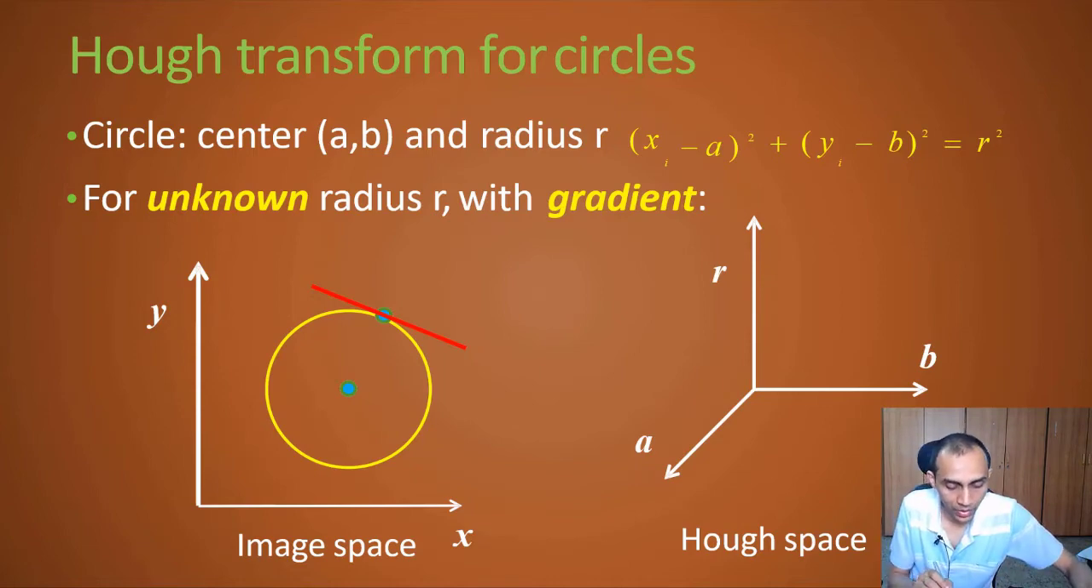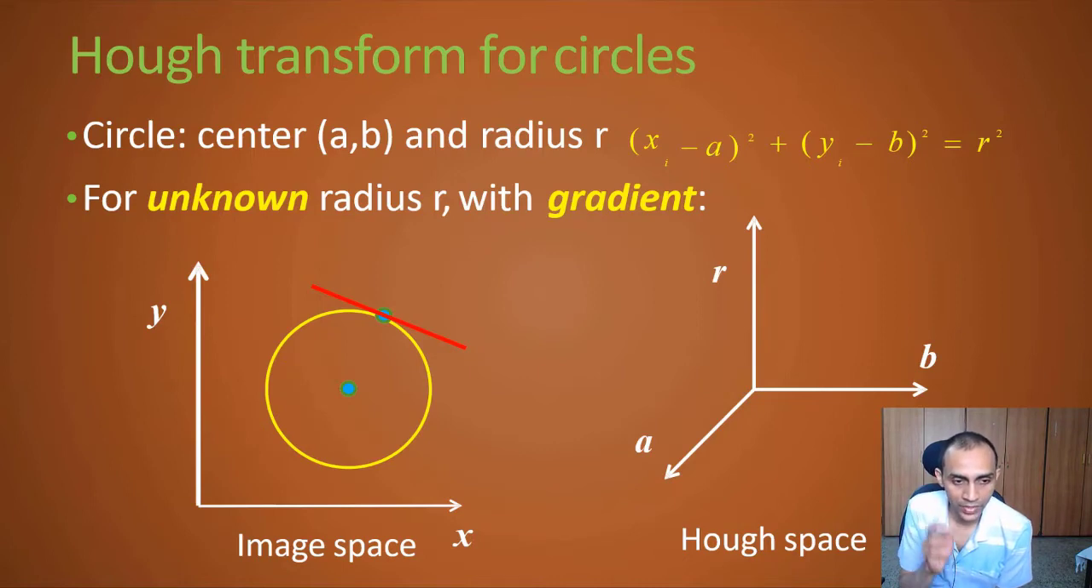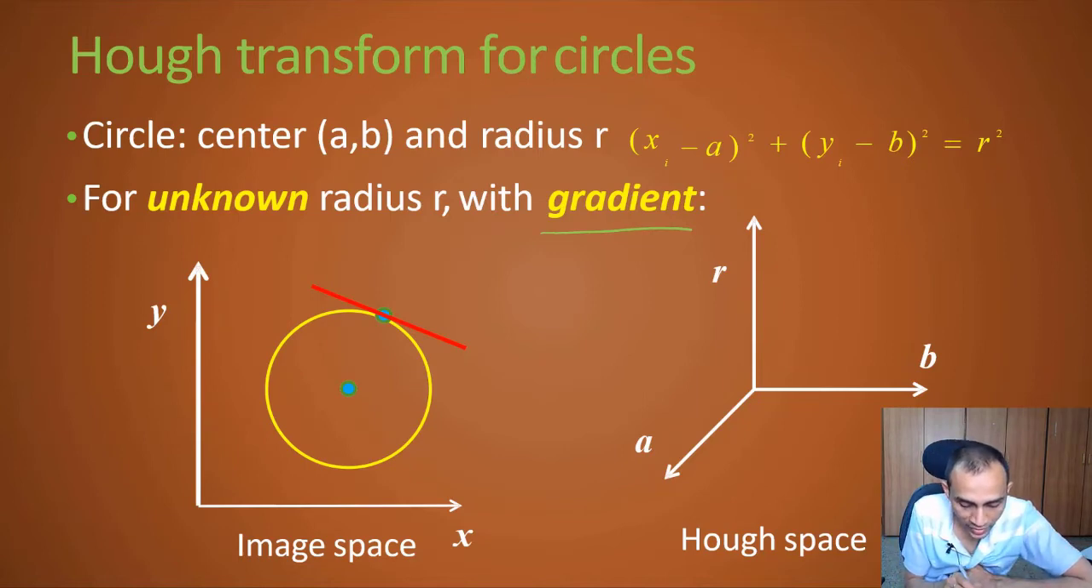So one approach they use is, if the radius is unknown, they use gradient information, just like we did for the straight line equation. If the gradient is known, then we can avoid one loop inside. We don't have to change the theta value, because for a fixed line the gradient will be fixed. So we don't have to vary the gradient. Similarly here also we can do something similar. The radius may not be known, but the gradient is known.